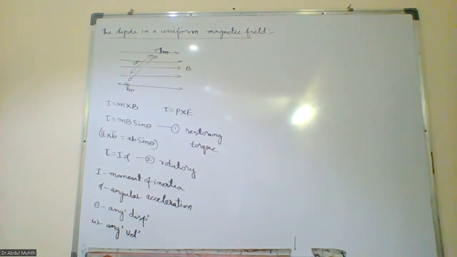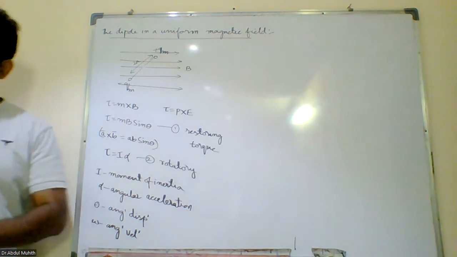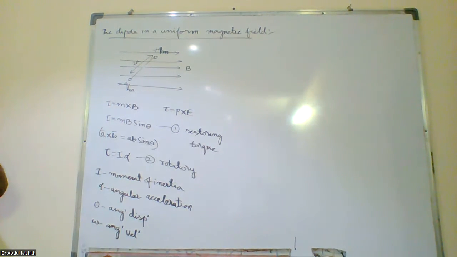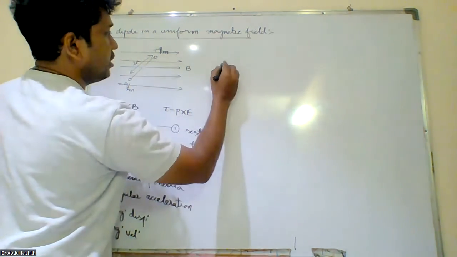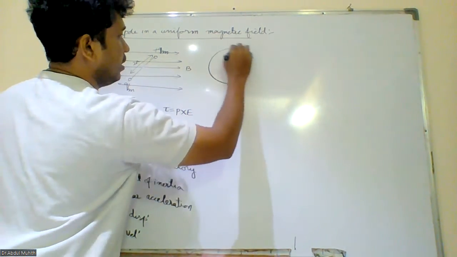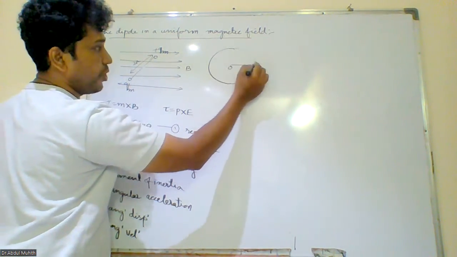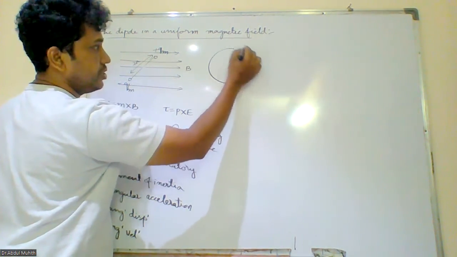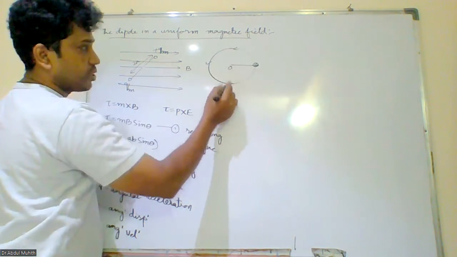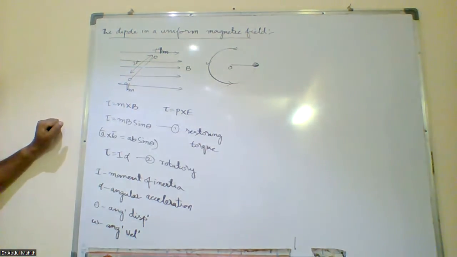See, there is a difference between circular motion and rotatory motion. You know the difference between that? Suppose this is the center O, and this is the body. This body is moving about a fixed point. Then that is said to be a circular motion.